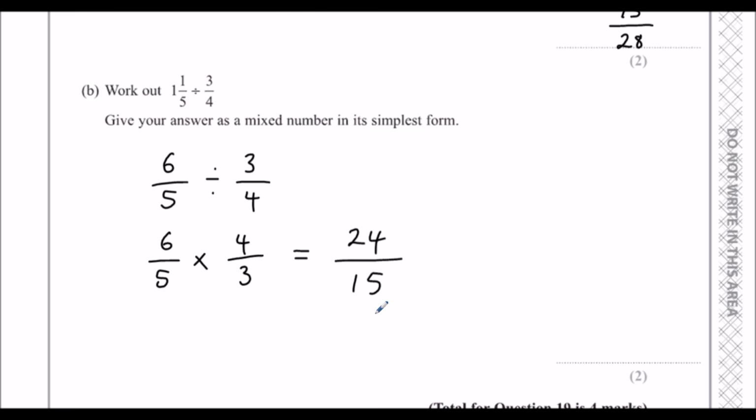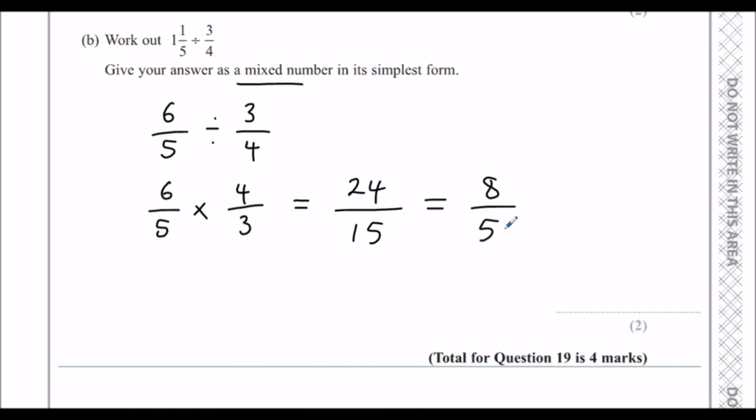We need to simplify it and change it to a mixed number. So 24 and 15 are both in the 3 times table. 24 is 3 times 8. 15 is 3 times 5. So we've got 8/5, and we need a mixed number as well. So if I've got 8/5, that means I've got 1 whole one, because 5/5 is a whole. So I've got 1 whole one, that's 5. How many more have I got? 3 more. 1 whole one and 3/5.